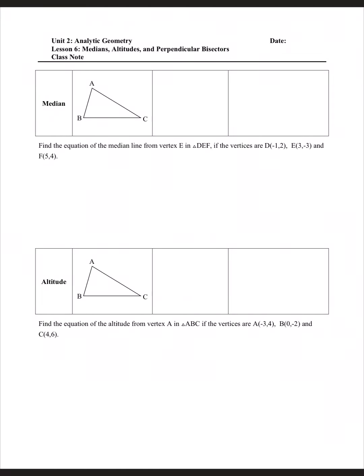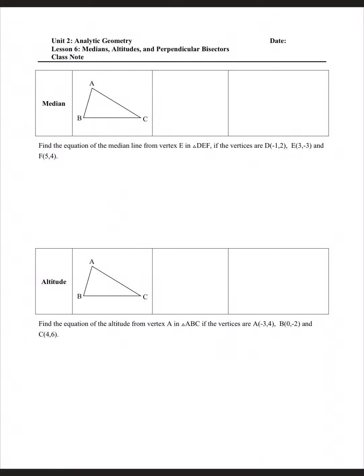Hello everyone, today we're looking at Unit 2, Lesson 6, Medians, Altitudes, and Perpendicular Bisectors. These are different types of lines we use in geometry that intersect or cut lines in a triangle, or just a line in general, in a certain kind of way. We're going to discuss how we go about finding the equation of these lines based on what we know about slope, midpoint, and lines being perpendicular to each other. We're going to pull together all that information that we've learned so far to help us work through these problems.